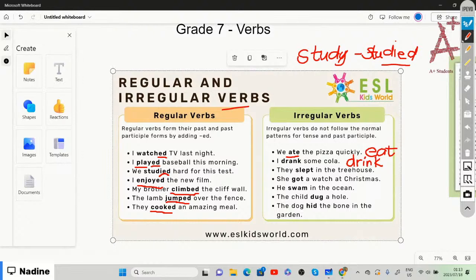They slept in the tree house. Slept being the irregular verb that makes mention of the past, right? And slept is the past tense of the word sleep. All right. She got a watch at Christmas, right? So got is the past tense of the word get, because get shows now and got shows the past, right? Something that you got already.